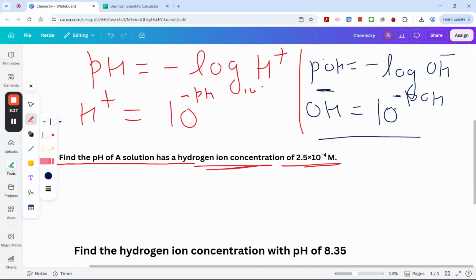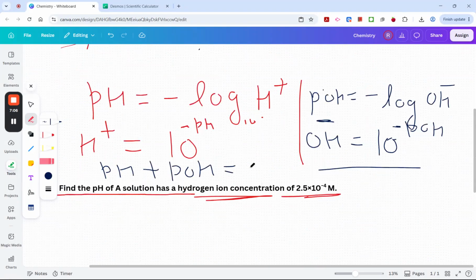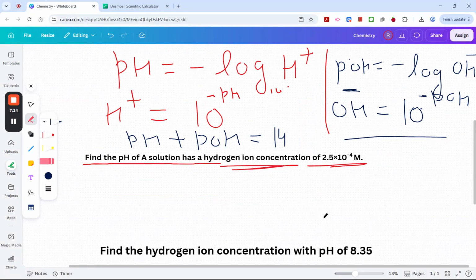There is one more formula which is quite handy. My kids love that formula. Let's say pOH is given to you and you have to find pH. You don't have to use all these formulas, just simply use this one. What if we add pH and pOH? What's the total? Go back to your scale. Your scale ranges from 0 to 14, so when you add pH plus pOH, the total is equal to 14.